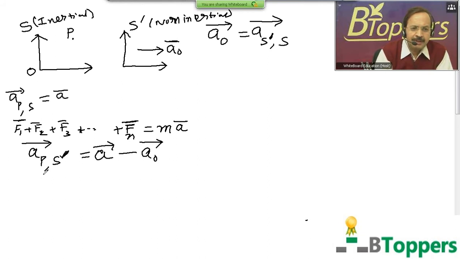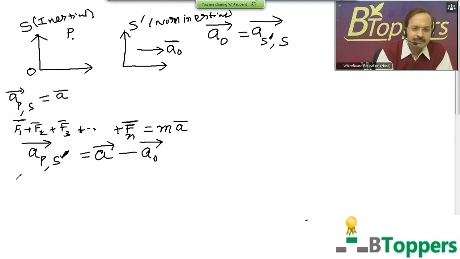So relative acceleration of the particle P with respect to the non-inertial frame S dash is equal to a bar minus a naught bar. A bar is the actual acceleration of the particle P. A naught bar is the actual acceleration of the non-inertial frame S dash. I mean a bar is the actual acceleration of particle P, meaning acceleration of the particle P with respect to the inertial frame S. A naught bar is the acceleration of the non-inertial frame S dash with respect to the inertial frame.